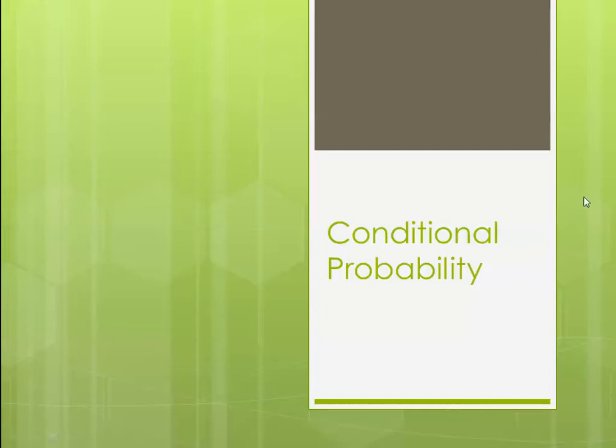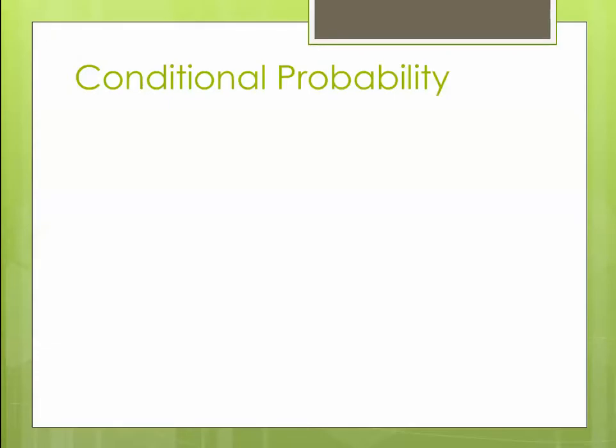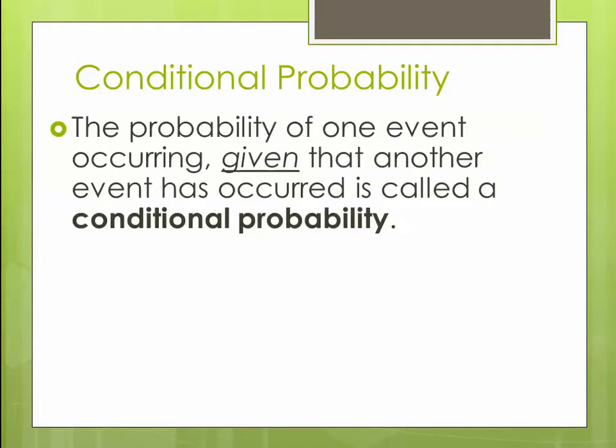In this video, we're going to talk about conditional probability. So conditional probability is the probability of one event occurring once you know that another event has occurred. That's where the "given" comes in.